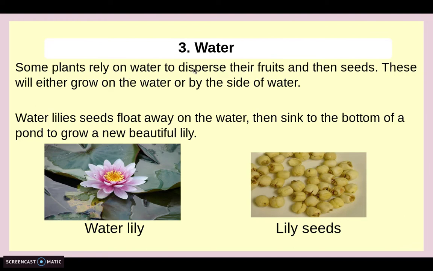Thirdly, water. Some plants rely on water to disperse their fruits and seeds. They will either grow on the water or by the side of the water. Water lilies' seeds float away on the water, then sink to the bottom of the pond to grow a new, beautiful lily. Have you seen any water lilies around?